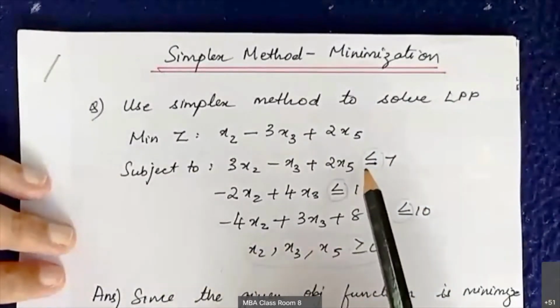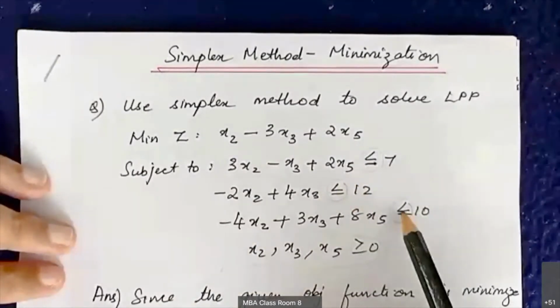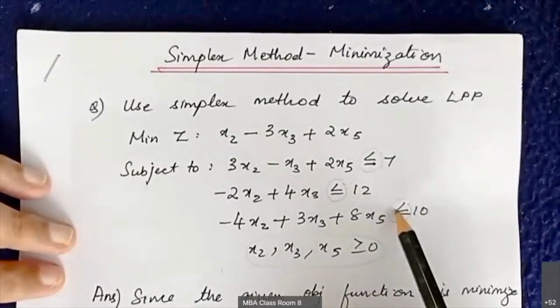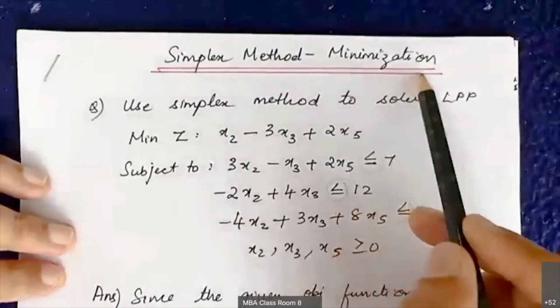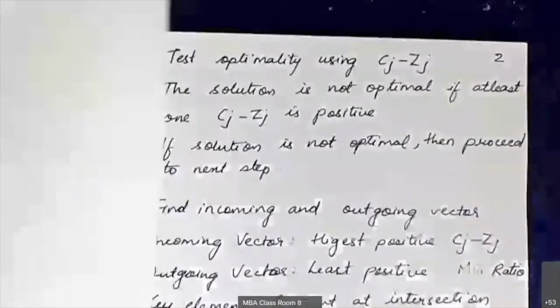We have to look at the inequality sign of the main constraints. Here we have three main constraints. All the constraints have the less than or equal to inequality. This is the case of minimization. We'll see what we did for maximization.